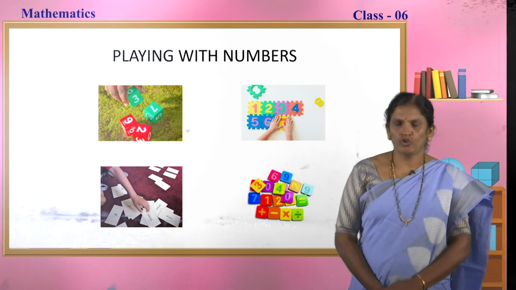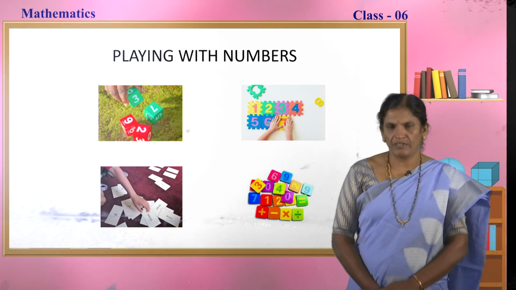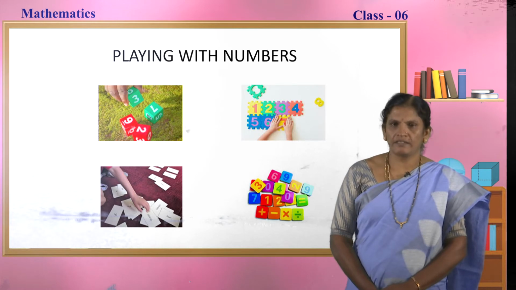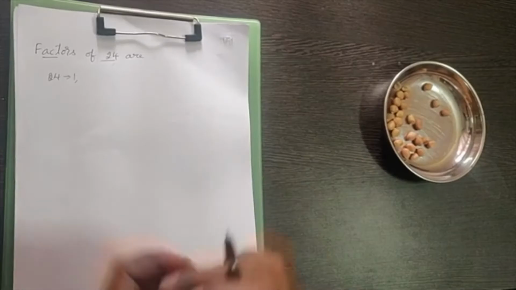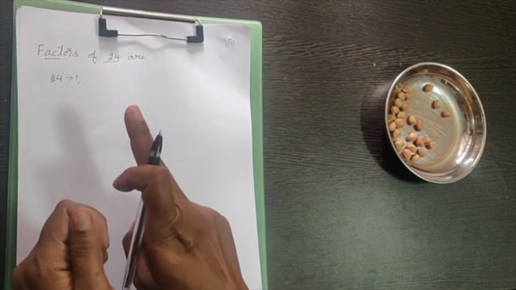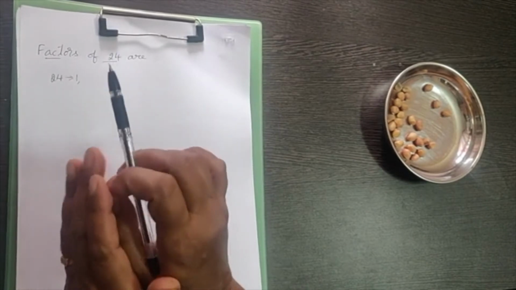Now, I will show you one activity. You follow that activity, children. After watching that activity, you collect the things that are available at home and do the same activity, children. Children, now I am finding factors for 24. As we know, 1 is the factor of all the numbers.